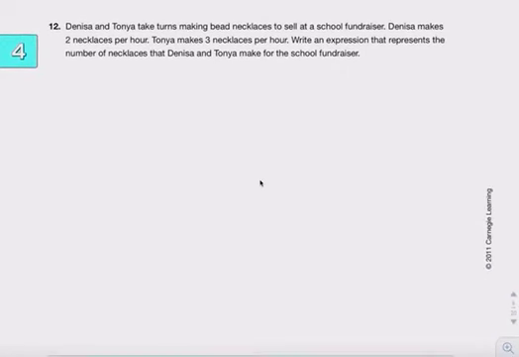Denisa and Tanya take turns making bead necklaces to sell at a school fundraiser. So these kids are making beads. Denisa makes 2 necklaces per hour. Tanya makes 3 necklaces per hour. Write an expression that represents the number of necklaces that Denisa and Tanya make for the school fundraiser. So all together, Denisa is 2 necklaces per hour, plus. So X represents the number of hours.